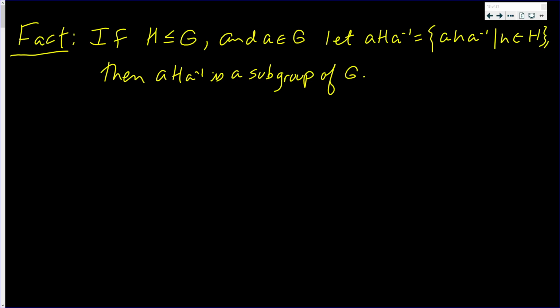In this video, we're going to prove the following fact. If H is a subgroup of G, and a is an arbitrary element in G, and we let aHa inverse be the set of all elements aha inverse where h is in H, then that set is a subgroup of G.